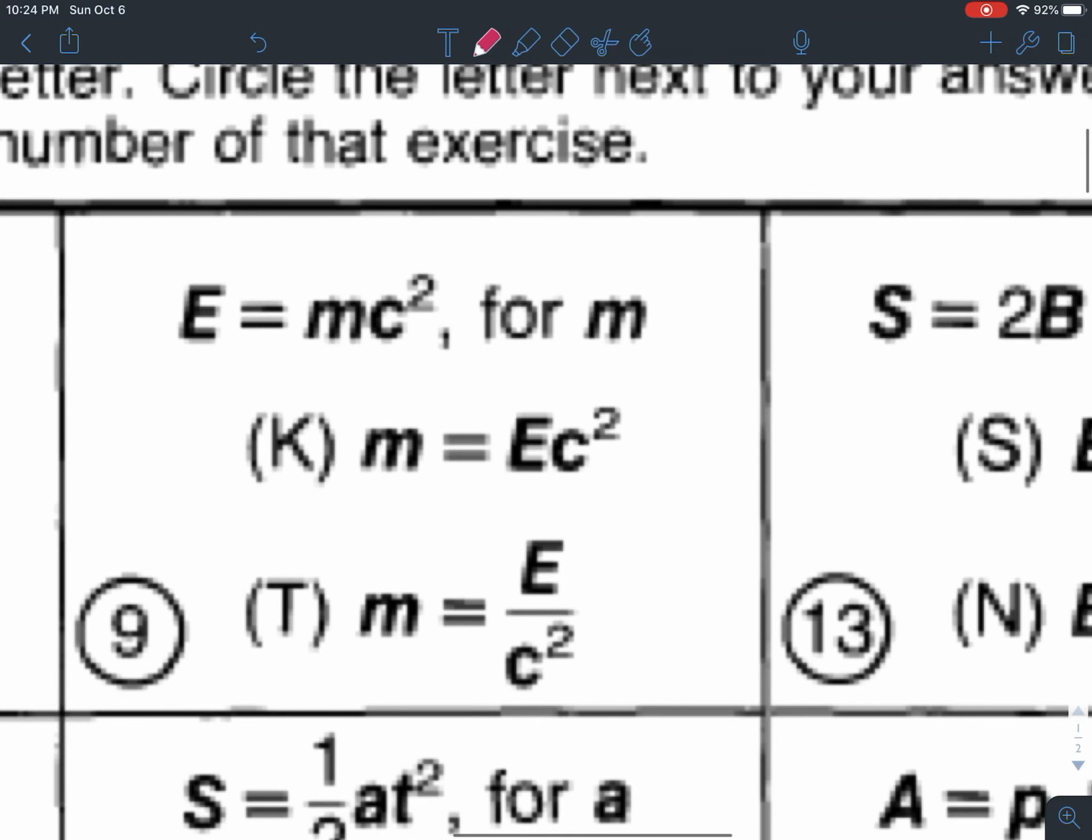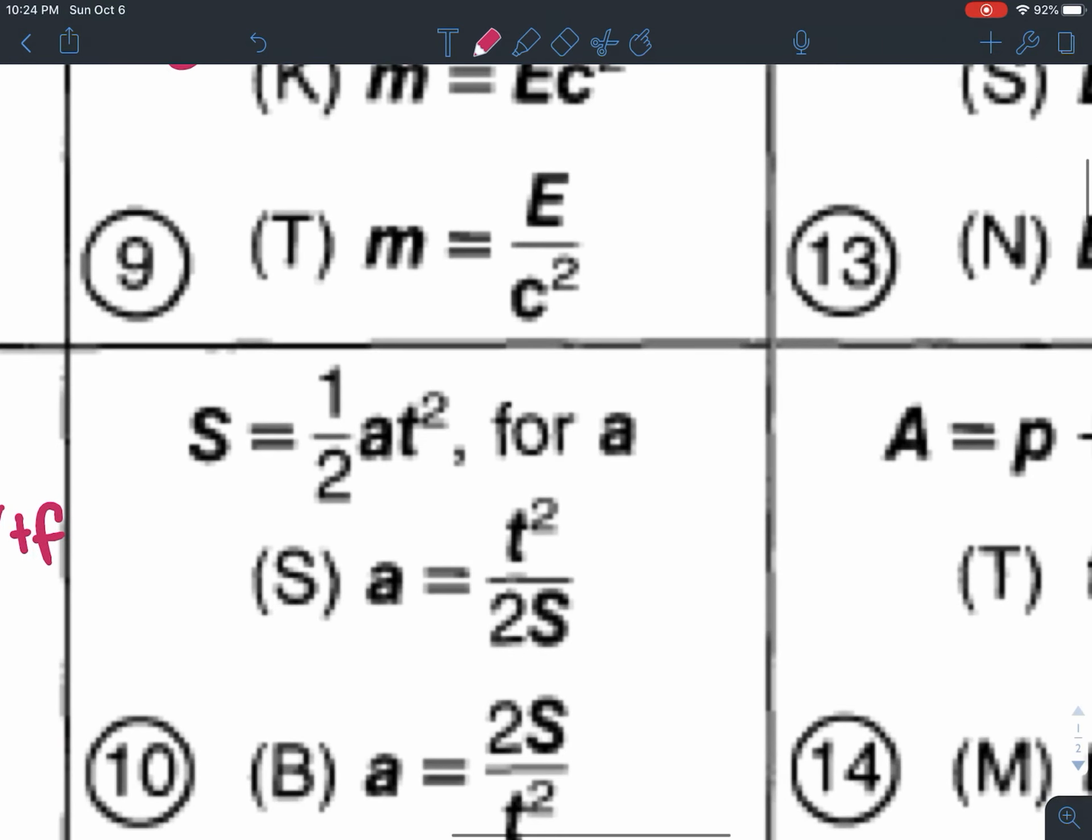Solving for m here seems kind of weird because it's c squared next to it, but because this is just multiplying, you're just going to divide by c squared on both sides. That's going to be c squared over c squared, which is 1 for that one.